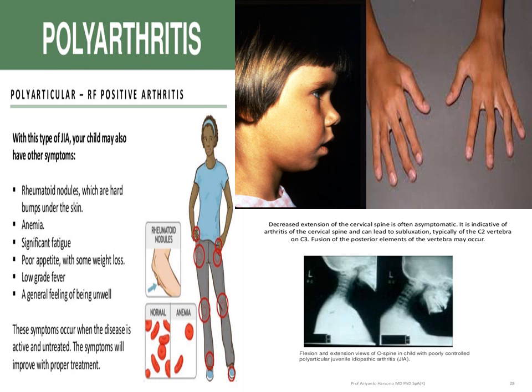Polyarticular JIA means affection of 5 or more joints. In cases of polyarticular JIA with rheumatoid factor positive, the typical presentation is symmetrical involvement of small joints of the hands, especially metacarpophalangeal joint, first interphalangeal joint. Also the wrist is usually affected. Rheumatoid nodules may develop, indicating a severe disease. Systemic features such as low-grade fever, fatigue, loss of weight, and appetite can be seen.